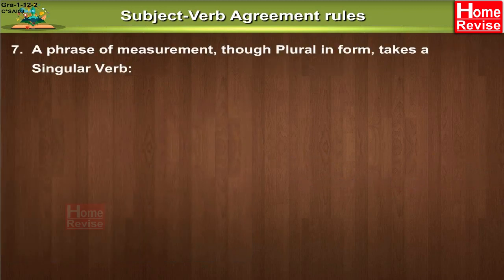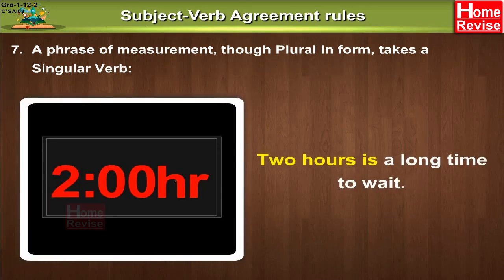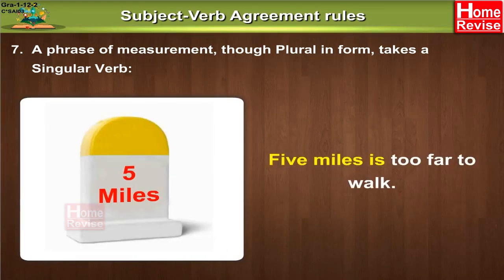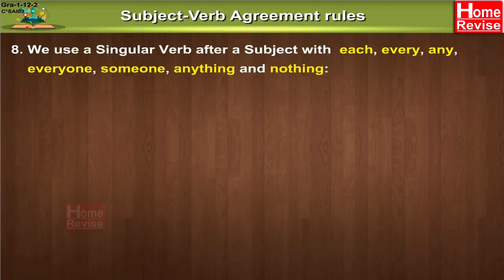7. A phrase of measurement, though plural in form, takes a singular verb. 2 hours is a long time to wait. 5 miles is too far to walk. 8. We use a singular verb after a subject with each, every, any, everyone, someone, anything, and nothing.